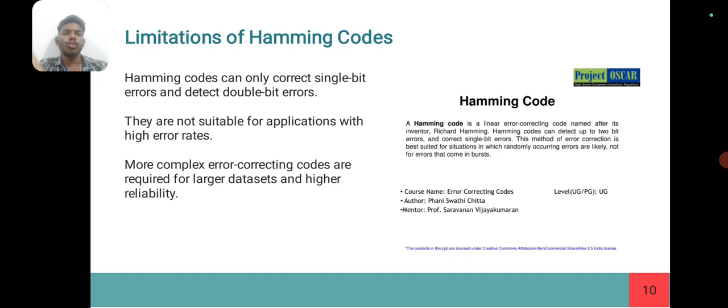Limitations of Hamming codes. Hamming codes can only correct single bit errors and detect double bit errors. They are not suitable for applications with high error rates.